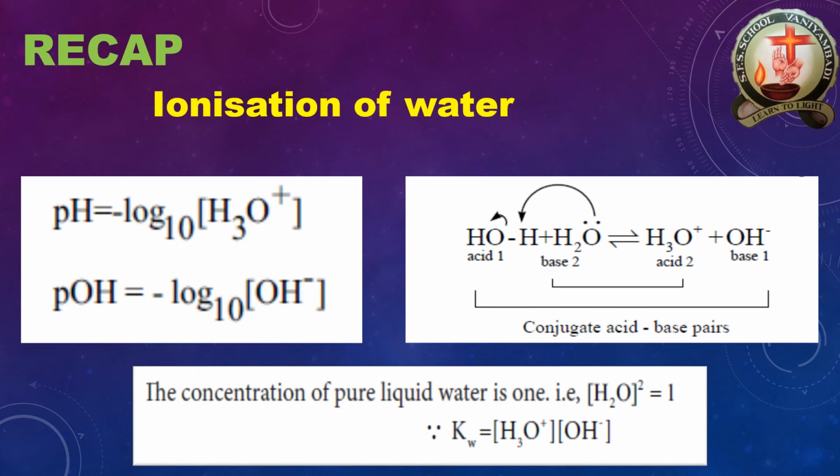Then I give a small recap about this section. You can understand what is meant by the ionization of water, how water ionizes to give a conjugate base and conjugate acid. Then this is the pH for acids and bases. The concentration of a pure liquid is equal to 1. Kw is equal to H3O plus times OH minus.